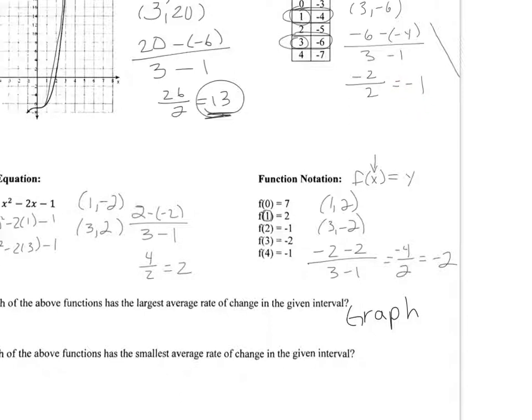Which line is the steepest? So when it's the largest average rate of change, we want the steepest line, so the one going up really fast. The smallest rate of change is the one whose slope is kind of slow, like one you wouldn't mind walking up. And that would be the table of values. And as we said before, these two, this one and this one, have the exact same rate of change.